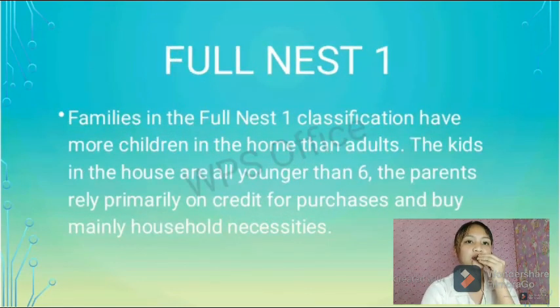Families in fullness have three classifications. First is fullness 1. Families in the fullness 1 classification have more children in the home than adults. The kids in the house are all younger than 6. The parents rely primarily on credit for purchases and buy mainly household necessities. The Tutor to You website asserts that people purchase home-related items most during the fullness 1 stage.